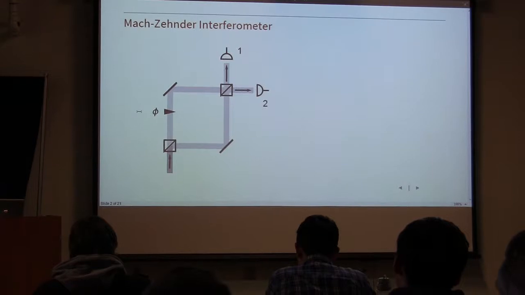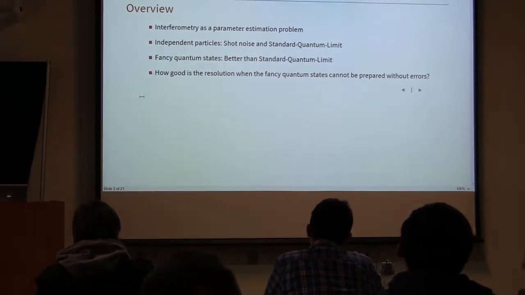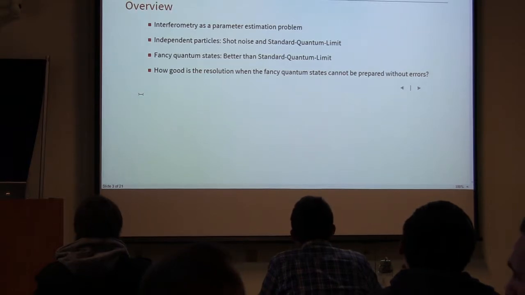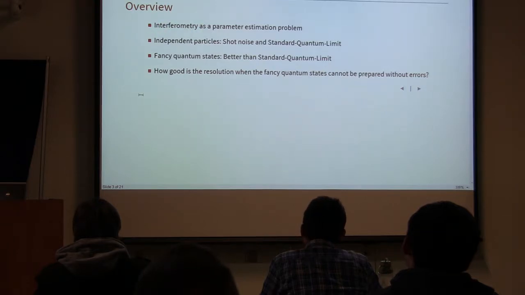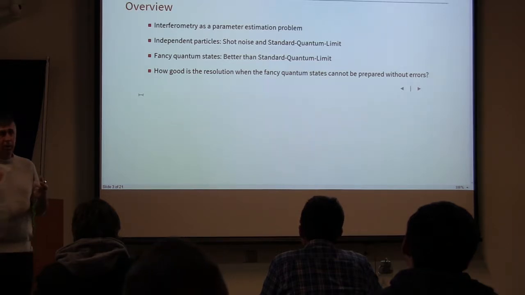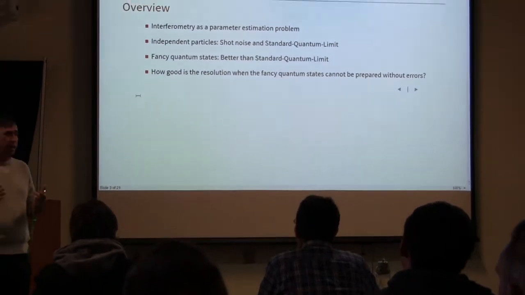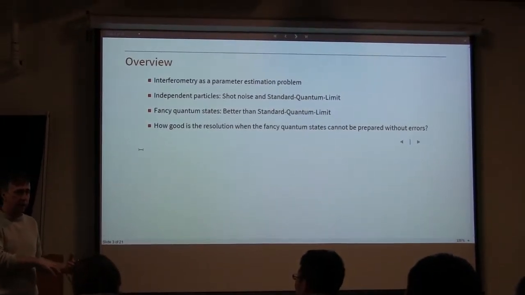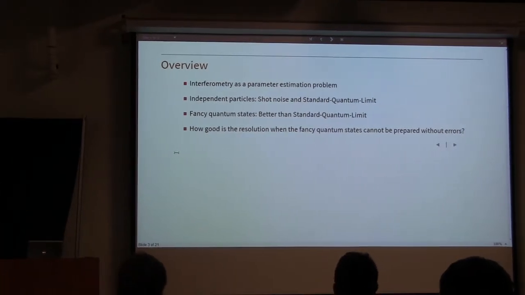I'm going to talk about four topics briefly here. First is how we think about interferometry as a parameter estimation problem, which is what we always want to do. We want to run our experiment, measure some photons, and then ask the question: what was phi? What was the phase shift in the interferometer?